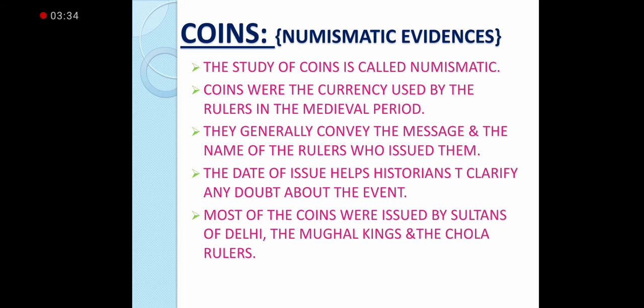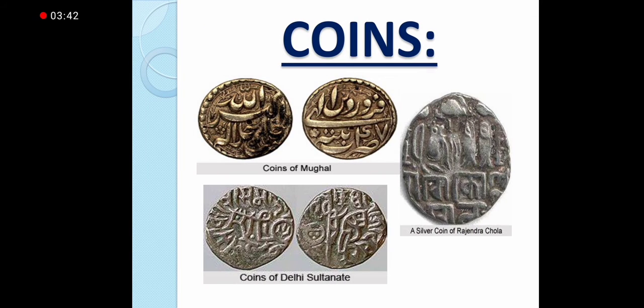Most of the coins were issued by the Sultans of Delhi, the Mughal kings, and the Chola rulers. Here, in this slide, we can see coins of Mughal, a silver coin of Rajendra Chola, and coins of Delhi Sultanate.